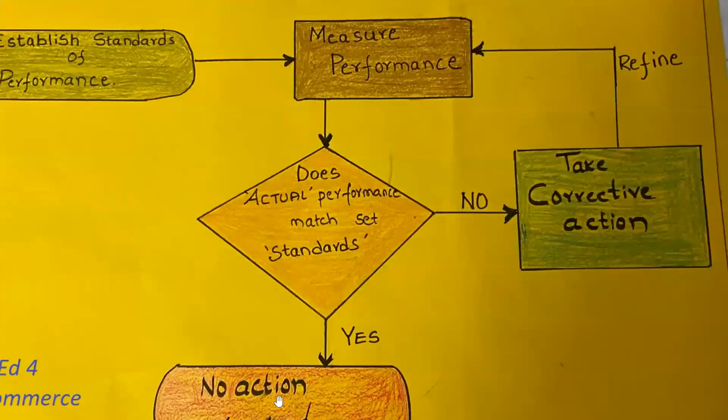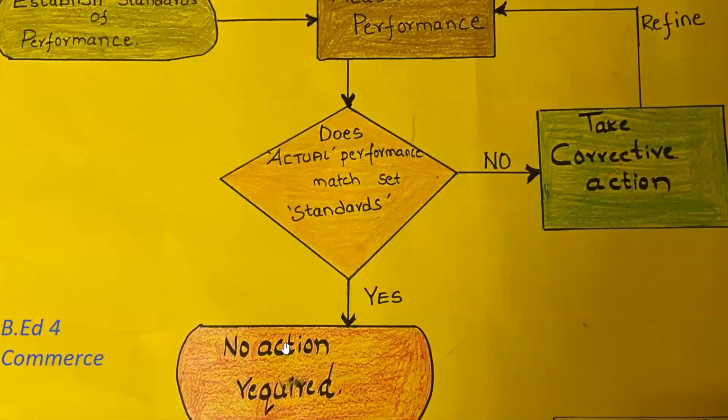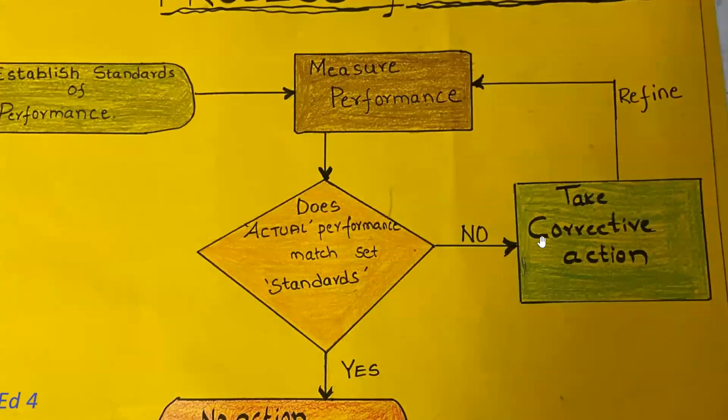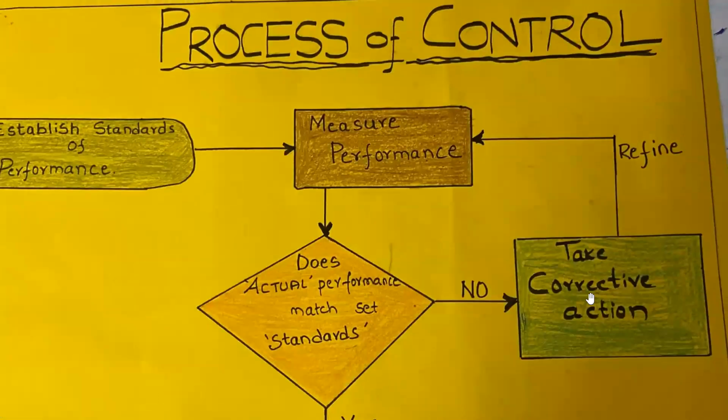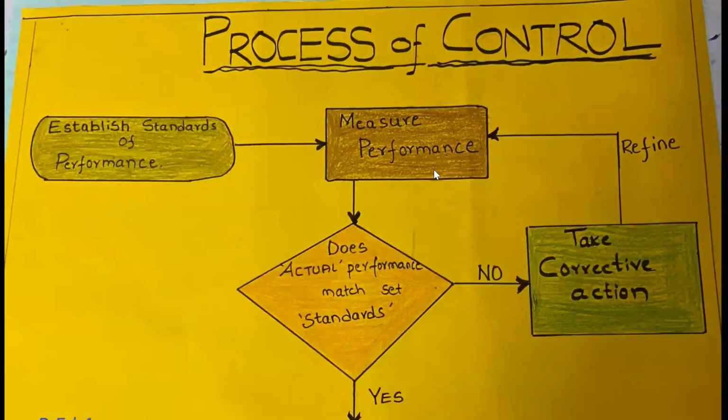If yes, no action is required. If no, then corrective measures have to be taken, and we go accordingly with why the standards have not been met, what the issue was, and all that goes into the corrective action. Sometimes, if the standards were high and not achievable, then you refine the measure and again continue with the process.